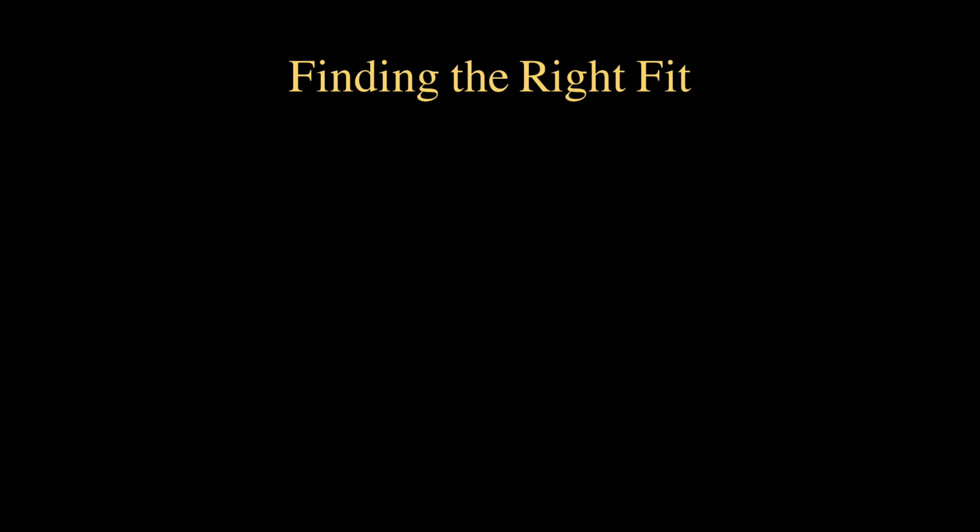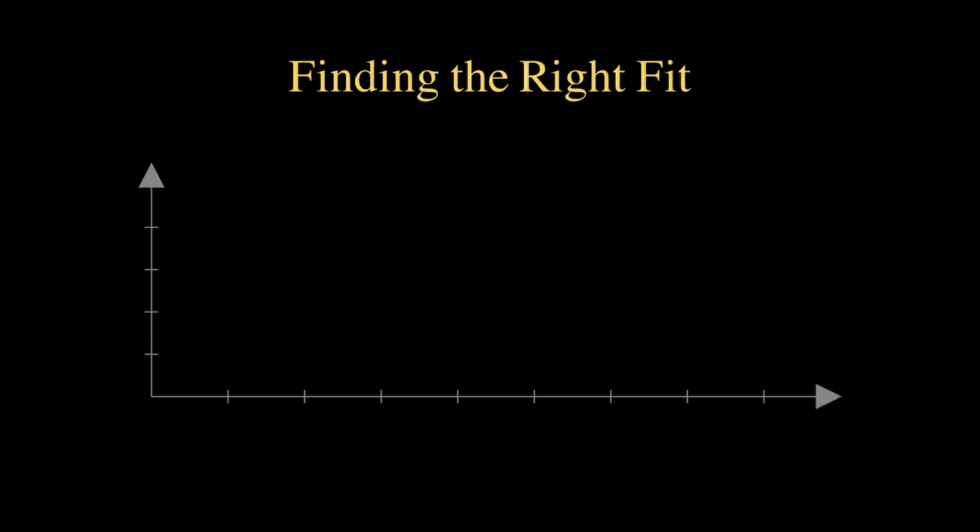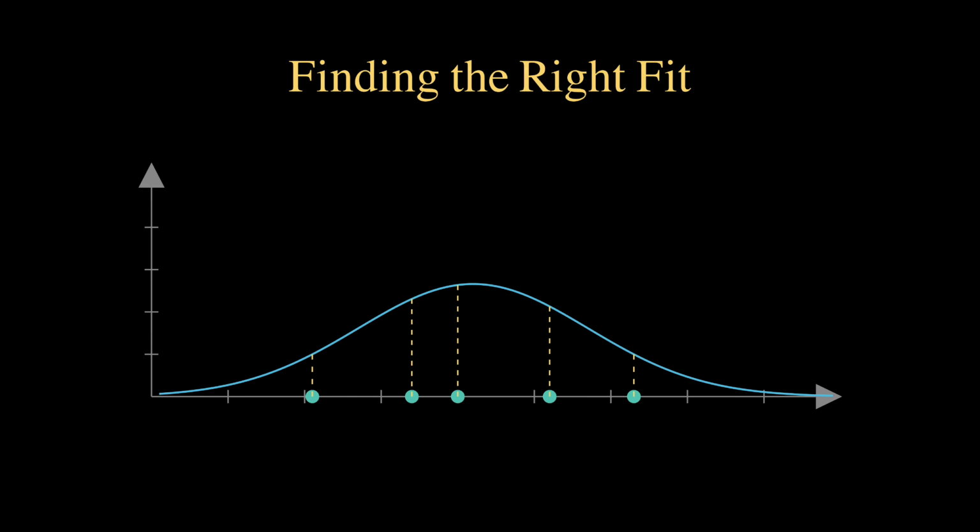Now, here's where it gets interesting. We've got our data points sitting on the axis, and we place a normal distribution over them. If the curve is centered in the wrong spot, our data points fall in regions where the curve is low. The distribution thinks those values are unlikely. But as we slide the curve toward the data, the points land under taller parts of the bell.